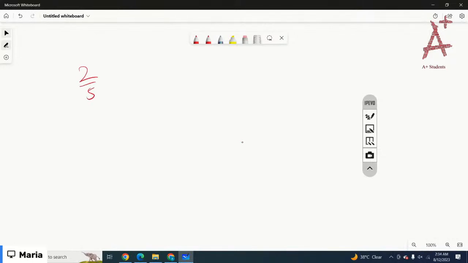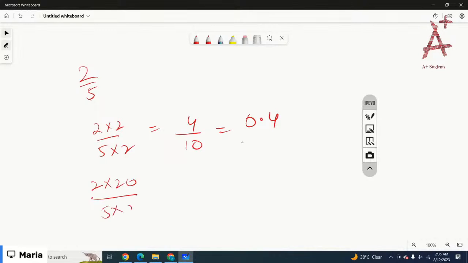Okay, 2 over 5. That means you have to make the denominator 10, right? So 5 times 2 is 10. Just multiply it by 2. 2 times 2 is 4 and 5 times 2 is 10. So you can write in decimal as 0.4, right? If you have to make the denominator 100, you can just ask, 5 times what number is 100? 5 times 20 is 100. 2 times 20 and 5 times 20. So it would be 40 over 100, and when you write in decimal it would be 0.4, right?